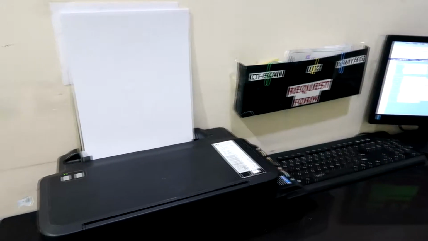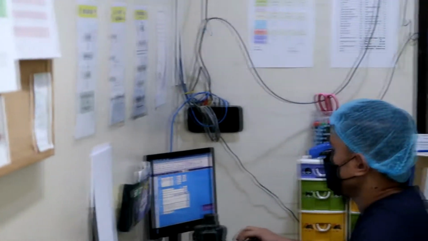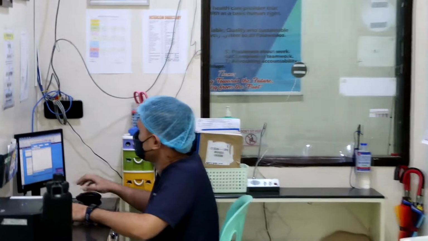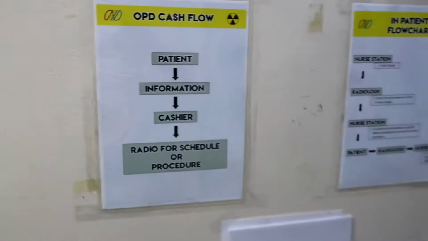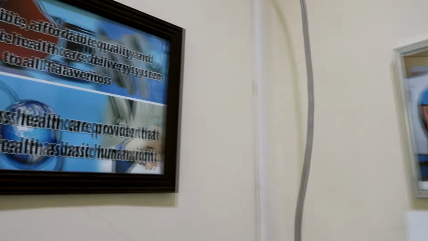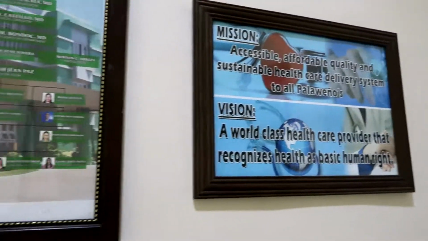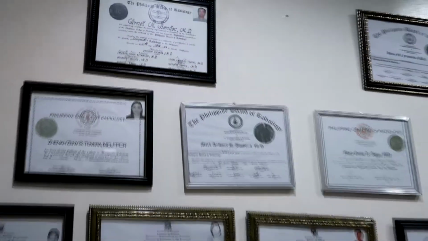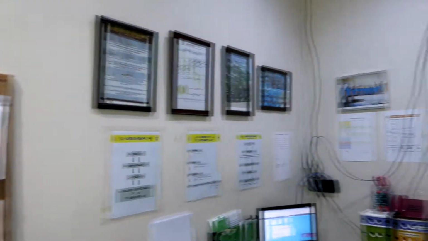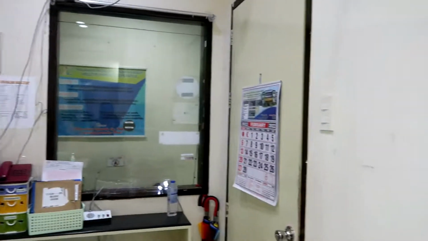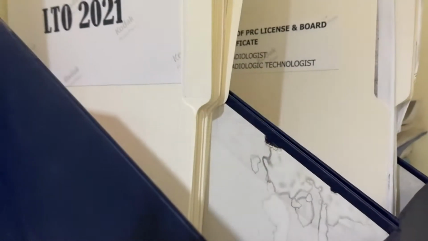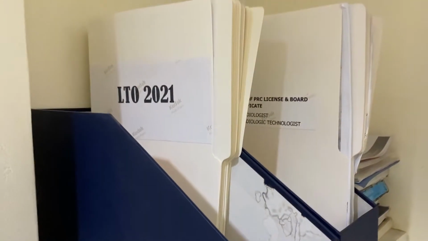Inquiries, scheduling of procedures, and releasing of results take place in the information of the radiology department. The flowchart, organizational chart, vision and mission of the hospital can also be seen in the information, as well as the certificate of radiologist, memos, schedule of duty, and the special note for the graveyard shift staffs. The printed patient preparation, calling cards, and list of CSR supplies that are needed for the special procedures are also present. Important files such as service reports, LTO updates, and updated PRC licenses are also well organized and compiled.